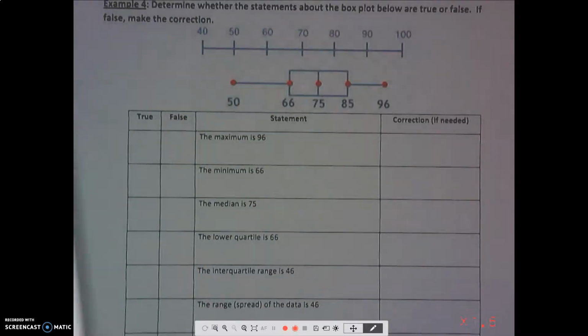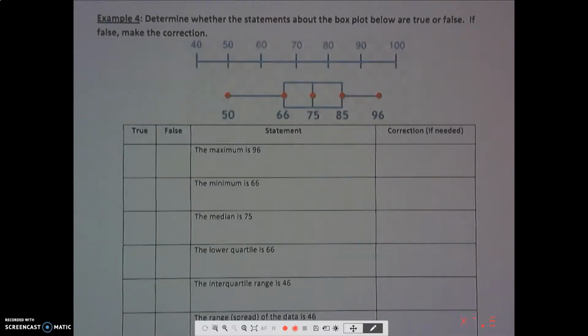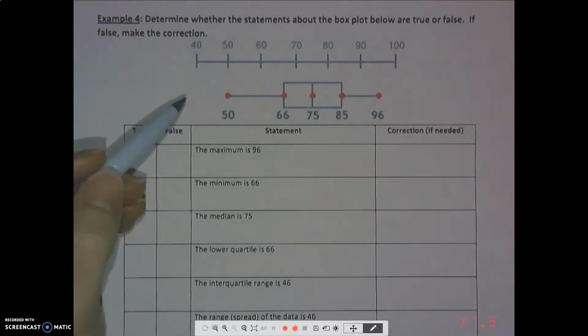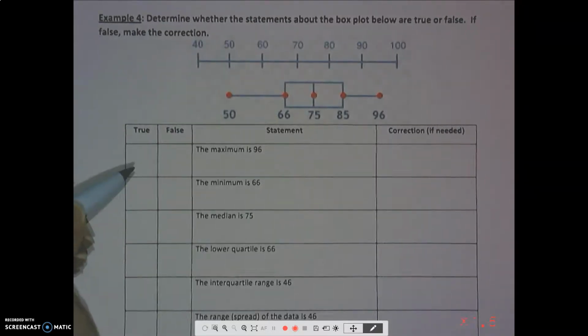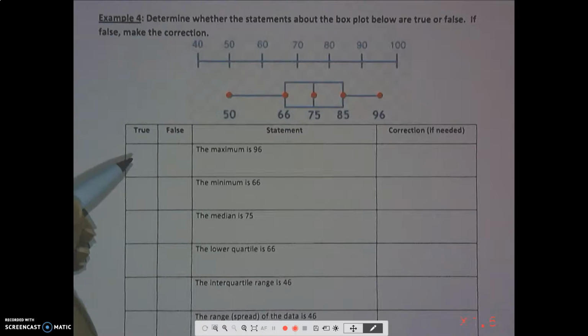So let's look at one more type here. This is just another way of analyzing a box and whisker plot. And so for this, they've given us a box and whisker plot. Here, the box and whisker plot is below the line, which is also fine. And then these are all true-false questions. If it is false, we have to make a correction. If it's true, then it's true and we're good to go. Okay? So let's rock and roll here.